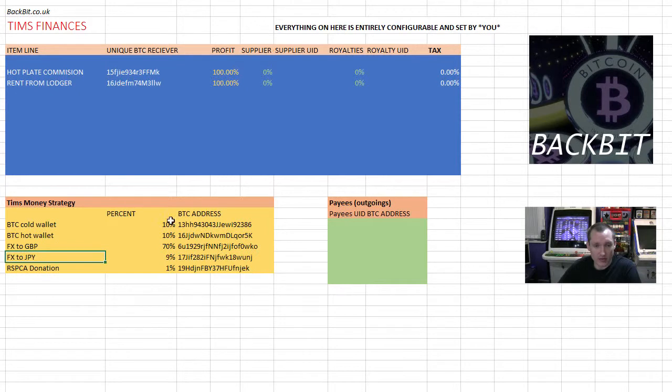He also has an FX to Japanese yen because he's going to Japan soon, evidently. And he's given 1% to the RSPCA. What a lovely bloke. So here's the payee settings. These aren't used just yet because he doesn't pay anyone. If he wanted to pay tax, more tax for some reason, then you could put it in there, I suppose, and this would go in here.